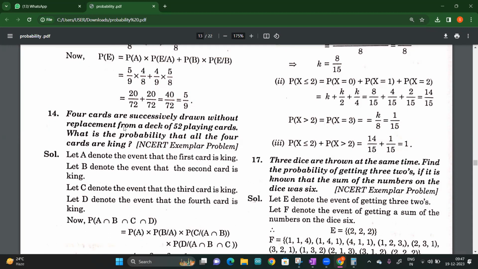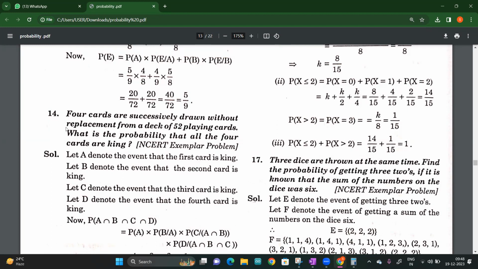Question number 14. 4 cards are successively drawn without replacement. What is the meaning of successively? First eating sweet, after that drinking some water, and after that eating some biscuits, after that drinking some water. So he is not stopping at any time. That is called successively.